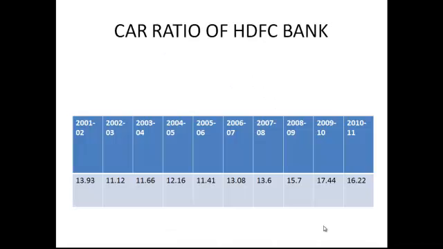I will be telling you about the CAR ratio of HDFC Bank from 2001 to 2010-11. As you can see, in the first year it was 13.93 and it went on a downslide. Then from the year 2005-06 it started improving, and it has been improving till now. It was 16.22% for 2010-11. This is the capital adequacy ratio of HDFC Bank, which they have been maintaining above 10% all through.